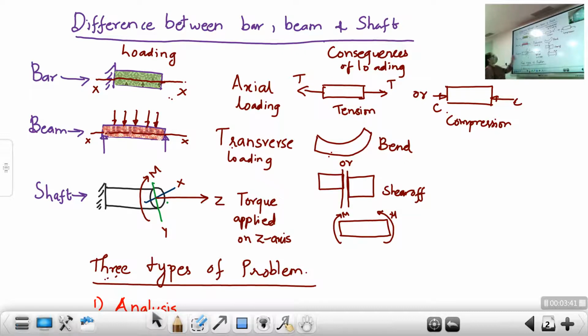I'll summarize once again. A bar element is subjected to axial loading. On loading, it either undergoes tension or it undergoes compression. Whereas a beam element is subjected to transverse loading. It can either bend or it can shear off. And the third type of member we are discussing is the shaft. The torque is applied along the z-axis, and the consequence is that it undergoes twisting. So this is the major difference between bar, beam and shaft element.